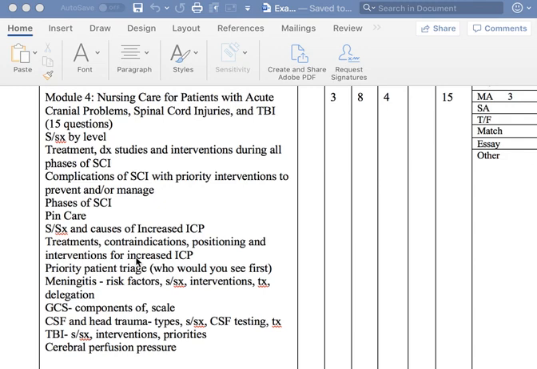What are some other things? So looking at table 60-4 for your cervical cord injuries, what are some other things that are really important to include in the plan of care for these patients? Page 1426. Anybody?